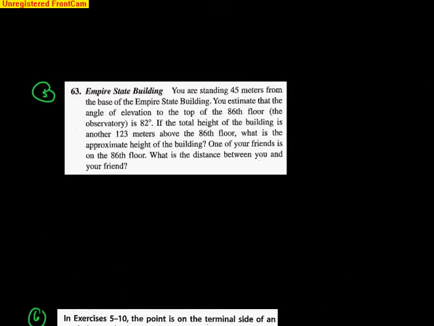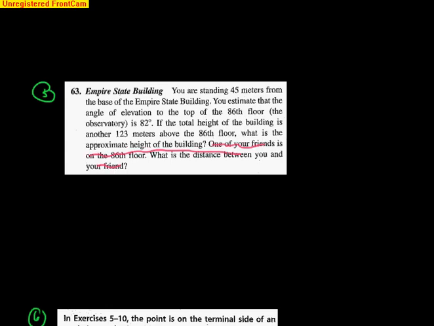Number 5 here. You are standing 45 meters from the base of the Empire State Building. You estimate the angle of elevation to the top of the 86th floor is 82 degrees. If the total height of the building is another 123 meters above the 86th floor, what is the approximate height of the building? Okay? We're not going to do the second part. We're just going to do the first part.